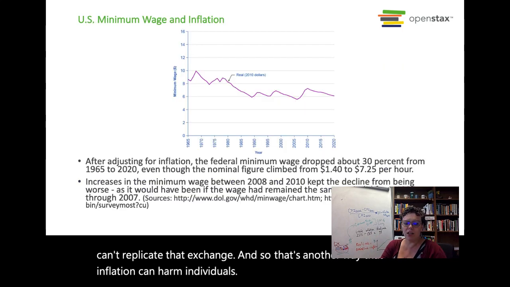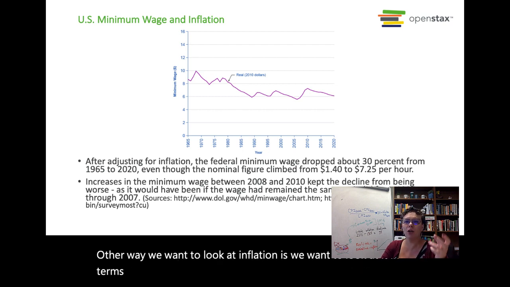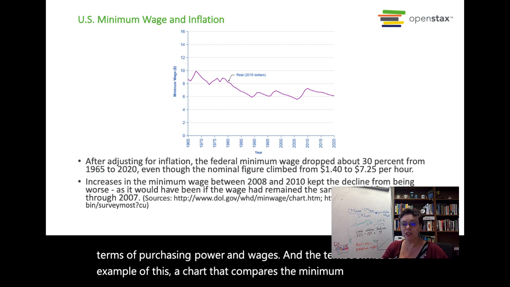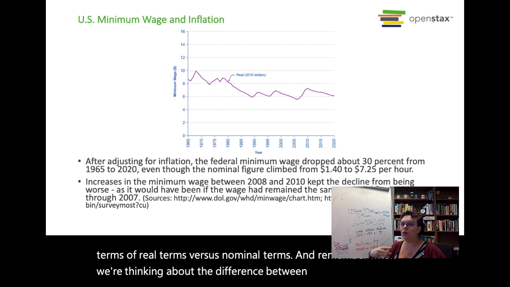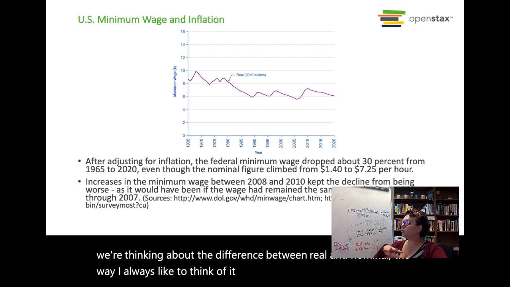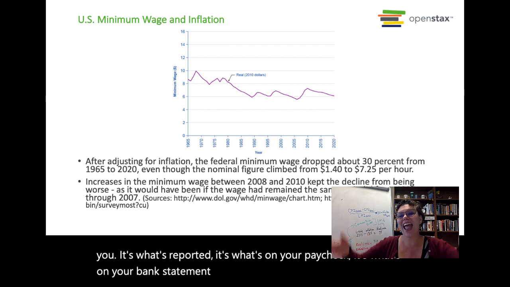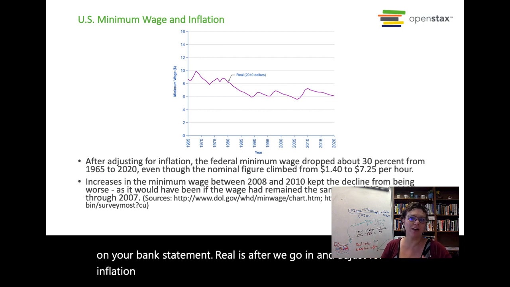The other way we want to look at inflation is in terms of purchasing power and wages. The textbook has an example of this, a chart that compares the minimum wage in real terms versus nominal terms. And remember, when we're thinking about the difference between real and nominal, the way I always like to think of it is that nominal is what you see around you. It's what's reported, it's what's on your paycheck, it's what's on your bank statement. Real is after we go in and adjust for inflation. That's what the economists want to talk about.